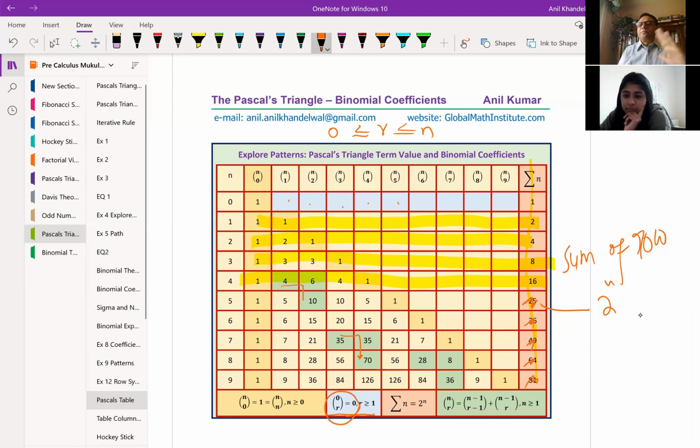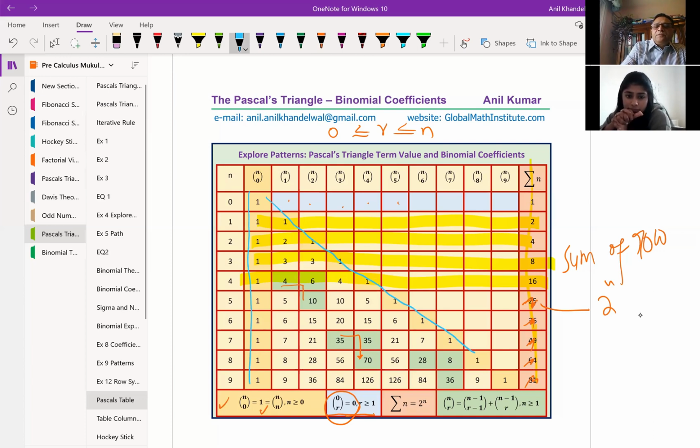Is that clear to you? Yeah. It could be there, but the value is 0. Perfect. And these are the related formulas. NC0 and NCN is always 1, correct? Both are 1. So that is symmetry, which you see both these ones on the left side and on the right side, right? So those are the ones we're talking about.